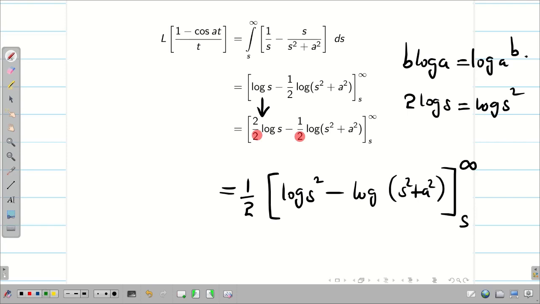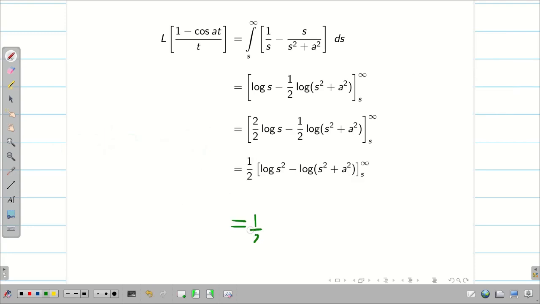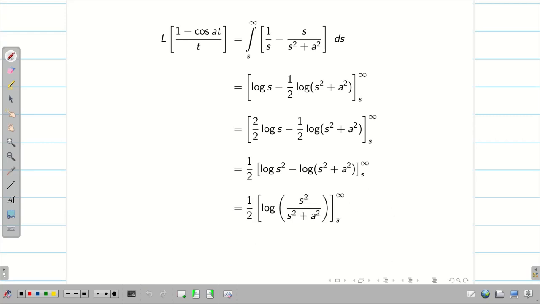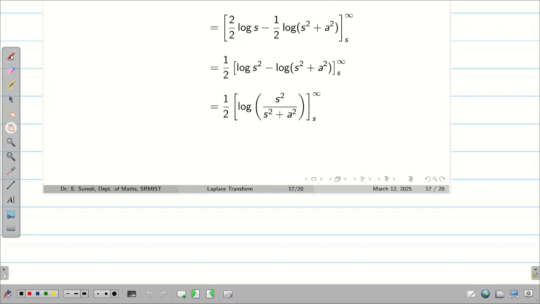Now we know the result: log a minus log b is log a by b. Therefore, 1 by 2 log s square divided by s square plus a square, with the limit s to infinity. So in a similar way, now we have to tackle this problem.